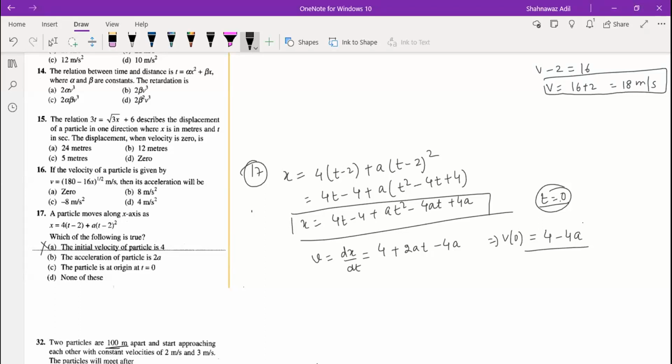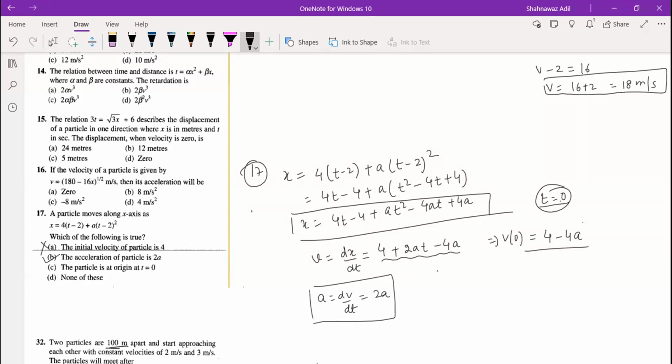Acceleration of particle is 2a. So let's find out. We have found that this is the velocity, right? So acceleration is dv by dt, which is 4 differentiation is 0. This is 2a and minus 4a, so that is 0. So acceleration is 2a, right? So this thing is correct.